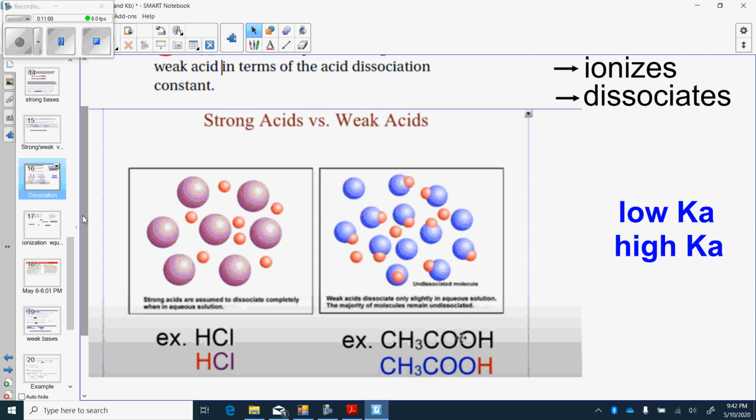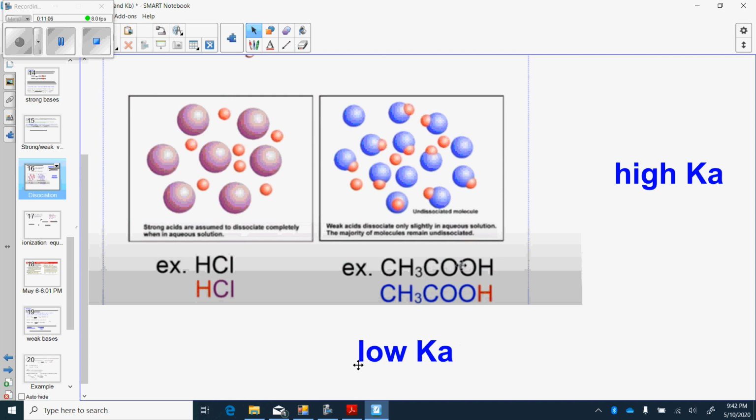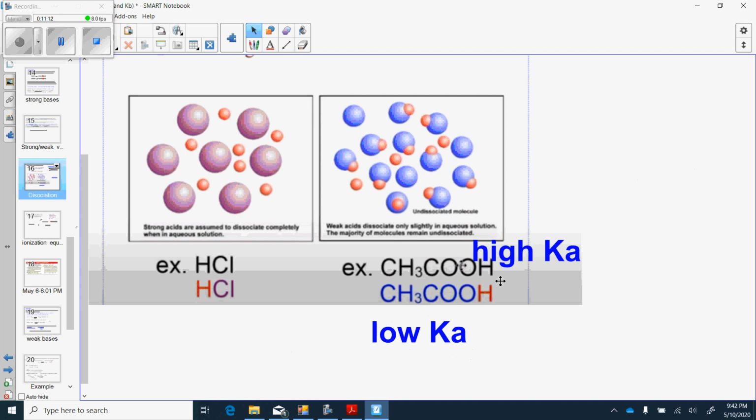If you look at Kas, what are Kas going to tell you? So when you have a low Ka, that's all about a weak acid, okay? And if you have a high Ka, it's about a strong acid. So 1 is our benchmark, greater than 1, less than 1, okay?